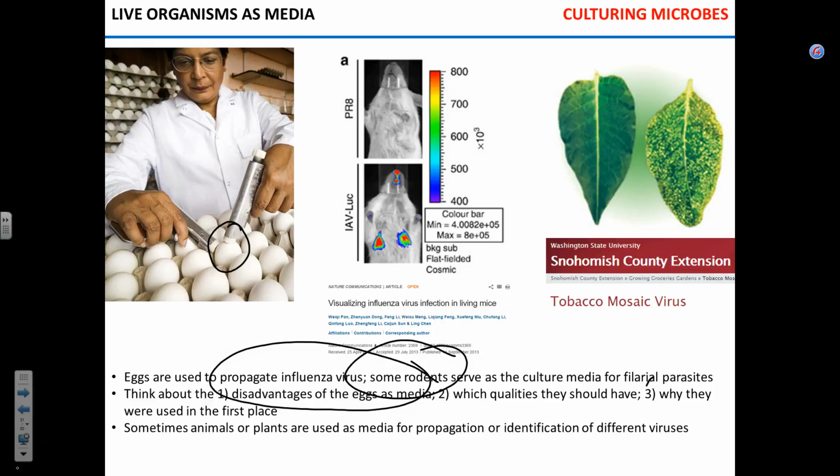Now, what disadvantage of the eggs and why they were used? Well, why they were used in the first place? We didn't have cells, and they were cheap. And they are cheap. Now, are they the same eggs that you buy in a grocery store? What's the difference?